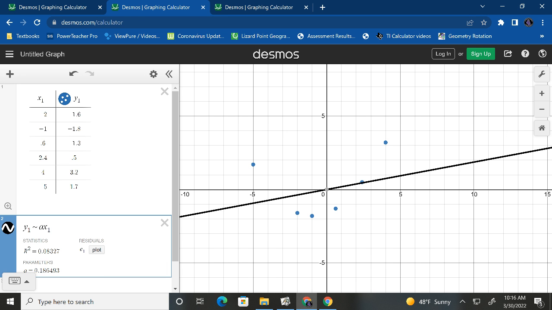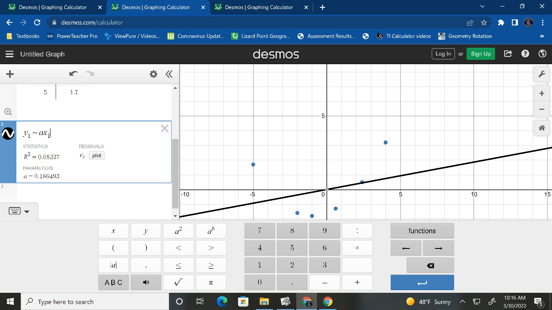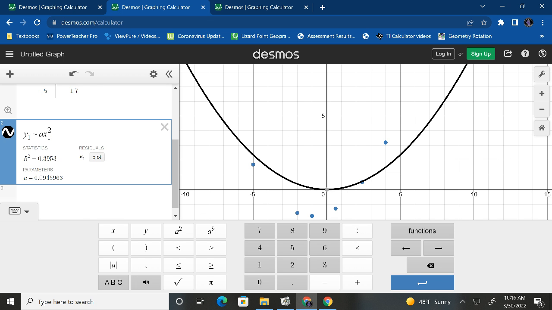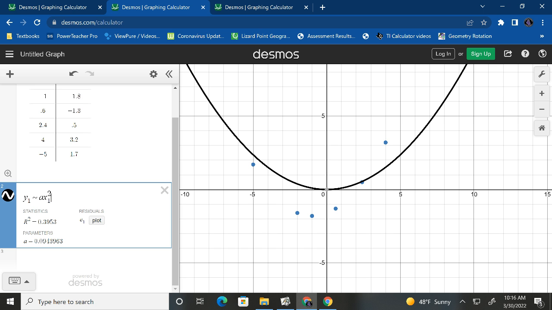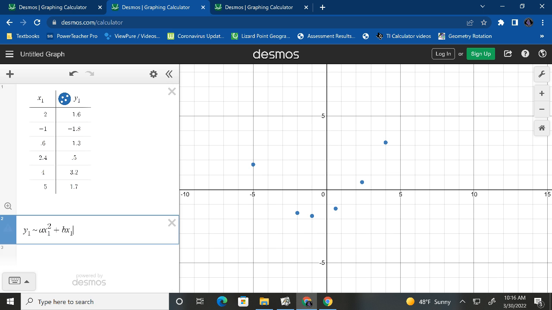Now I need to square it. I could put caret 2. The other thing you can do is go to the keyboard, and you can just put the squared, and then it'll come in, and I can hit that to make it go away. Plus bx sub 1 plus c.